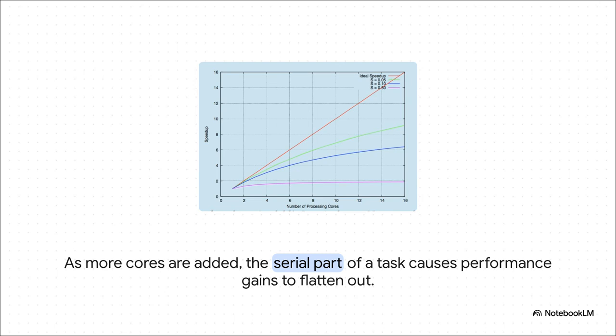And this graph makes it crystal clear. That red line climbing to the top, that's the dream, perfect speed up. But in reality, look at the other lines. Even if only 5% of your program has to run in serial, that's the green line. Look what happens. By the time you get to about 16 cores, the performance gains just start to flatten out. It's the law of diminishing returns, right there in a picture. You just can't escape that serial bottleneck.